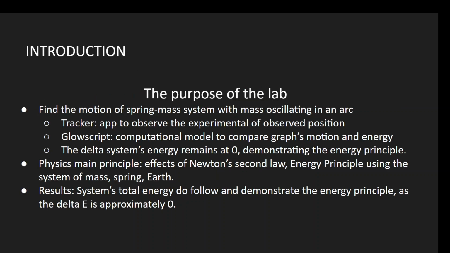So the purpose of this lab is to find the motion of the spring mass system with the mass oscillating in an arc. So I will use Tracker first to observe the experimental position, and later I'll use GlowScript as a computational model to compare the graphs of motion and energy, and to see whether the delta E of the system remains at zero, and whether it demonstrates the energy principle. So the main physics principles in this presentation are Newton's second law and the energy principle, using the system of mass, spring, and the Earth.